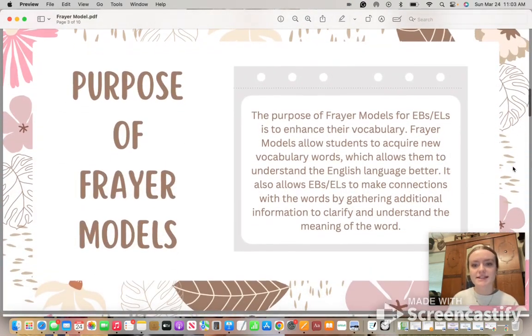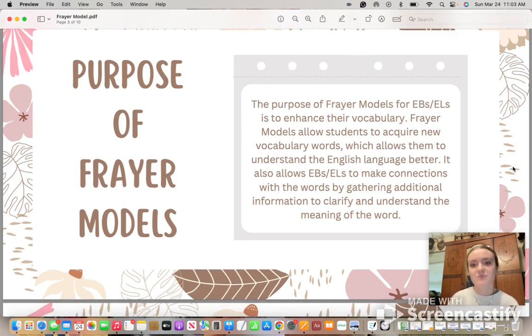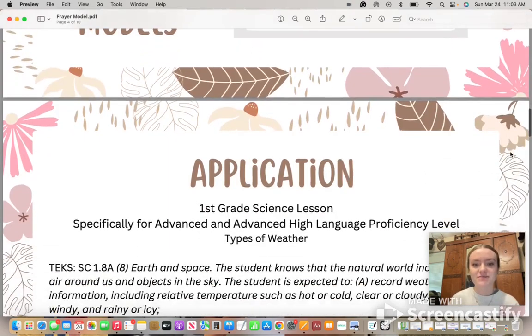So the purpose of Frayer models is that it's supposed to help enhance the vocabulary of EBs and ELs. Basically, it helps students acquire new vocabulary words and understand the English language better. It also helps them make connections with the words, and that clarifies and helps them understand the meaning of the word that is presented to them, which helps them understand the English language.